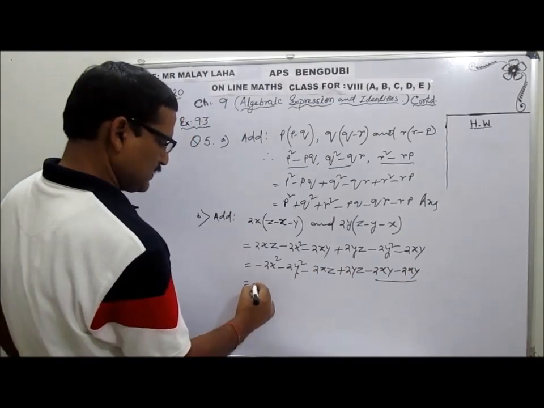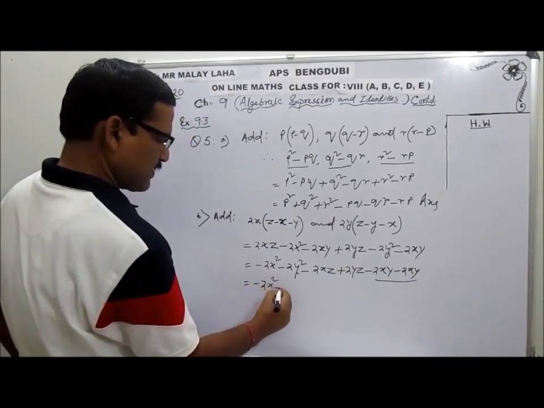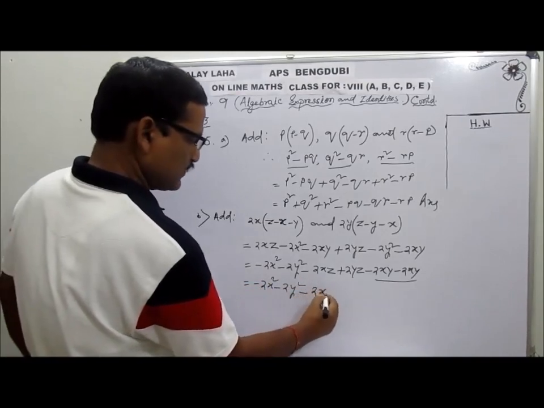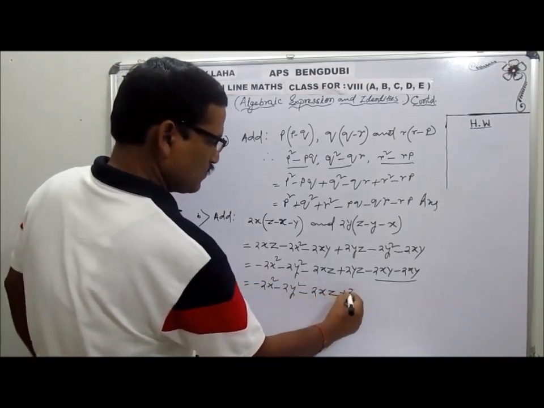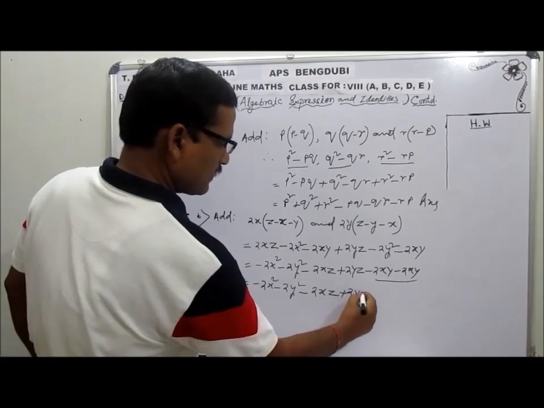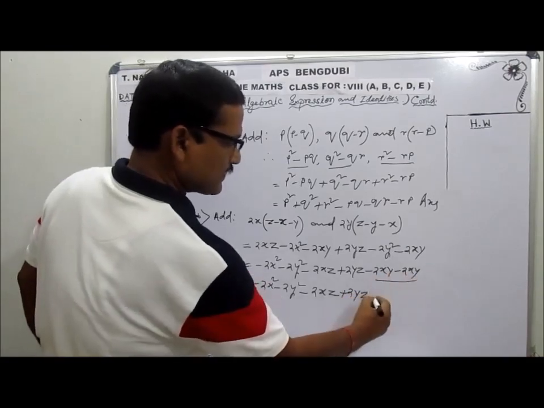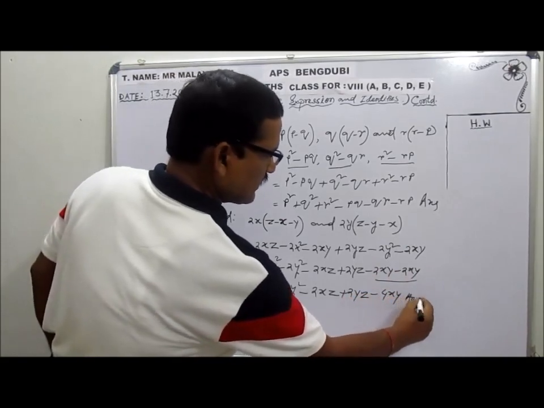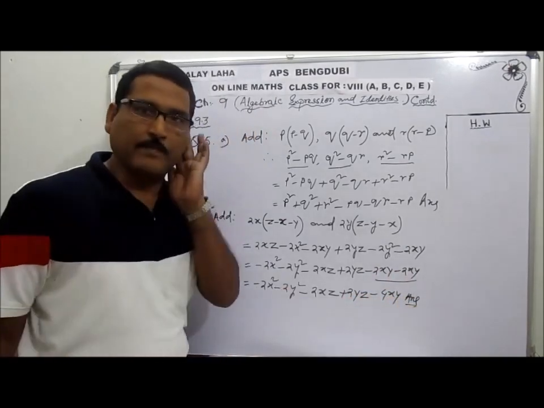So what will be the answer here? 2x square minus 2y square minus 2xz plus 2yz, minus minus plus, sign will be minus 4xy. So this is the final answer. So after adding, I am getting this much.